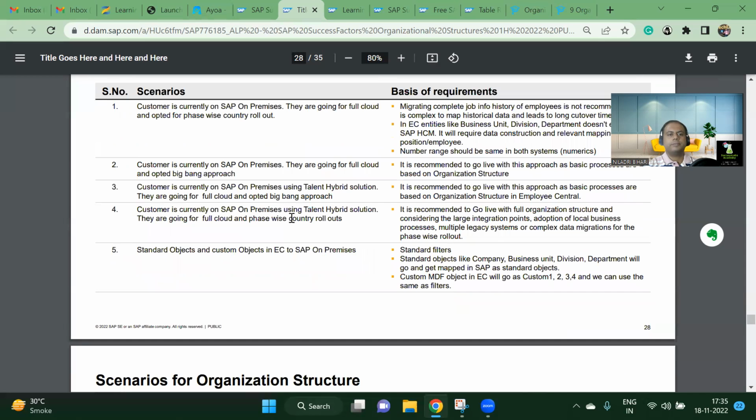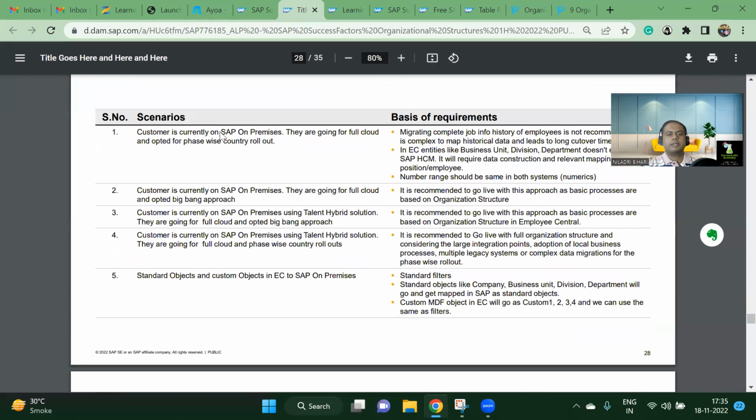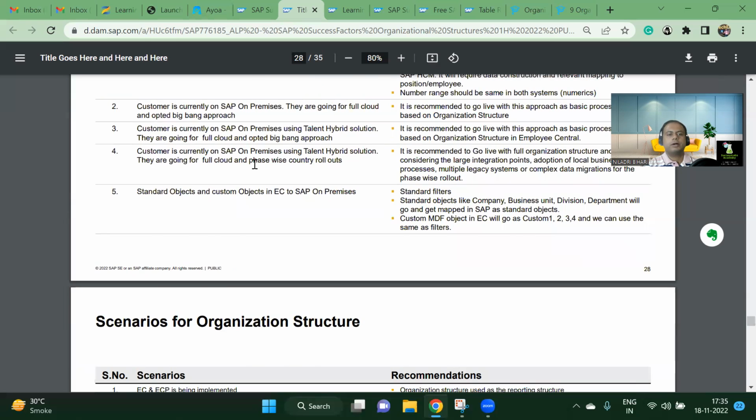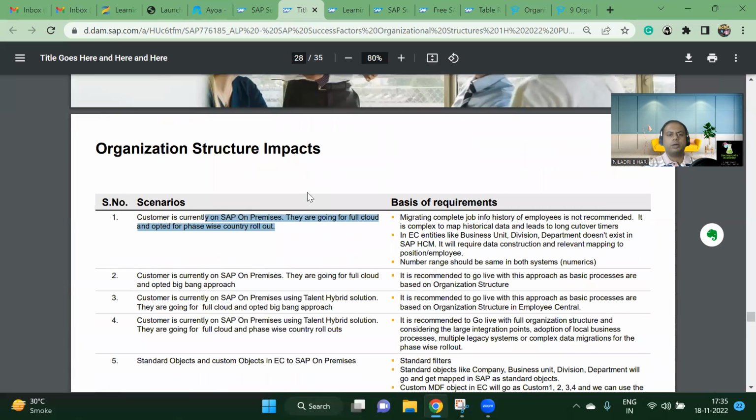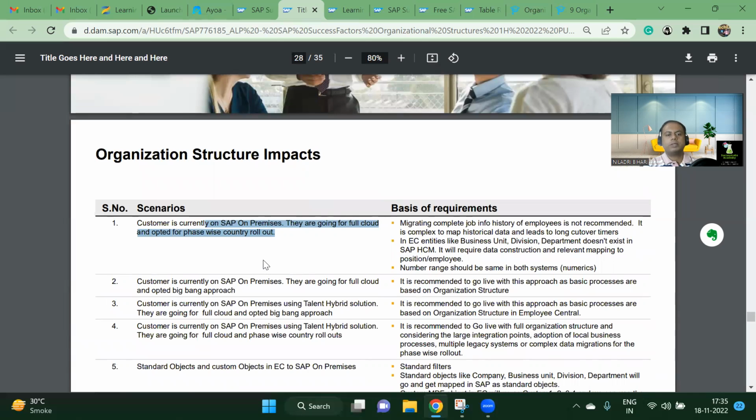You can see here, the first one, from an org structure impact point of view: the customer is already on SAP on-premise. They're going for full cloud and opted for a phase-wise country rollout. Okay, so they would like a phase-wise country rollout. In that case, what do you have to do?